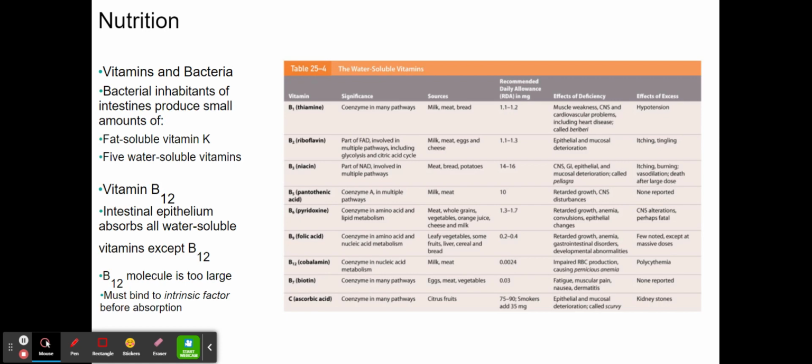The bacteria that live in the intestines help to prevent deficiency diseases. They produce small amounts of 5 of the 9 water-soluble vitamins, in addition to fat-soluble vitamin K. The intestinal epithelium can easily absorb all of the water-soluble vitamins except B12. The B12 molecule is large. It must be bound to intrinsic factor from the gastric mucosa before absorption can take place.